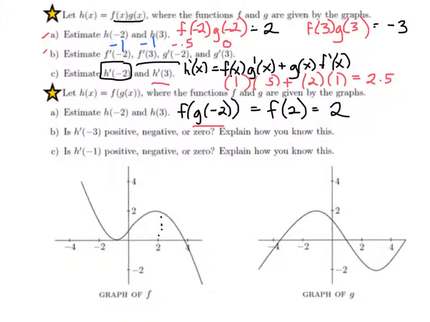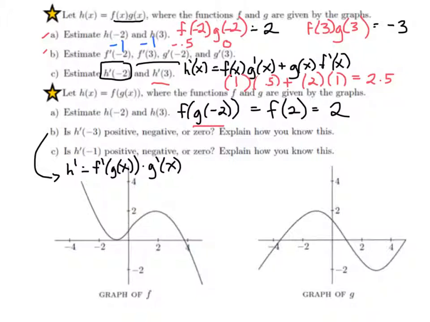Now, the next thing is it asks for the derivative. And this is really chain rule, right? If h is equal to f of g of x, then h prime is equal to derivative of the outside, leave the inside alone, multiplied by the derivative of the inside. Okay, we've got to use some chain rule.